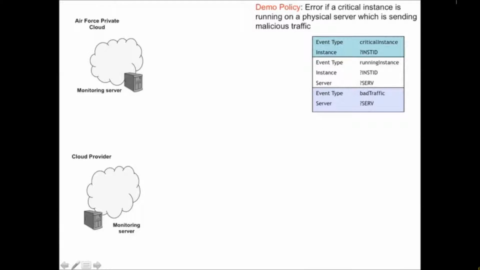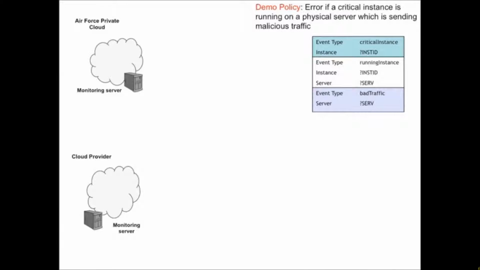In this demo of our multi-organization monitoring system, we have a cloud infrastructure composed of an Air Force system and an external cloud provider. The Air Force is running a secondary mission software on the external cloud provider, and we would like to ensure that the Air Force instances are not running side by side with instances which are being compromised and that are sending malicious traffic.